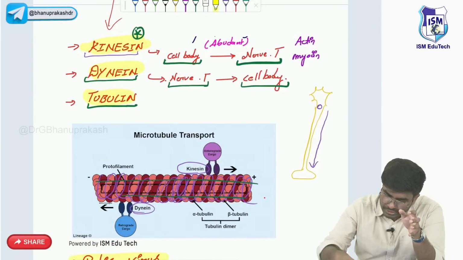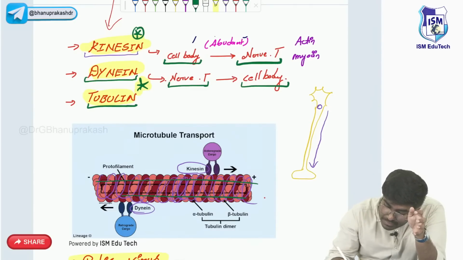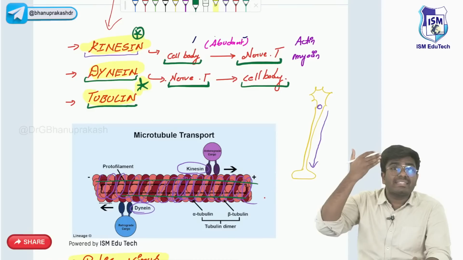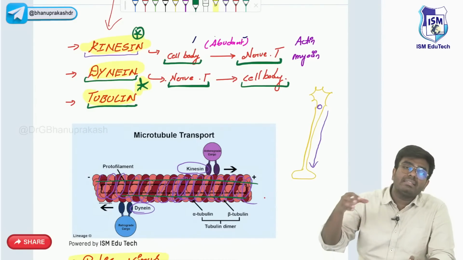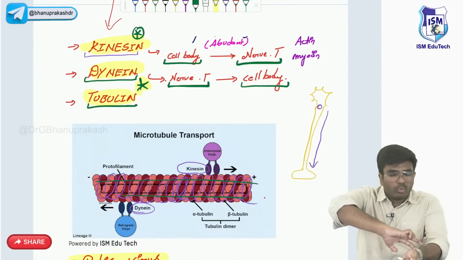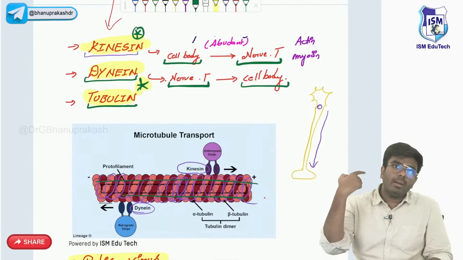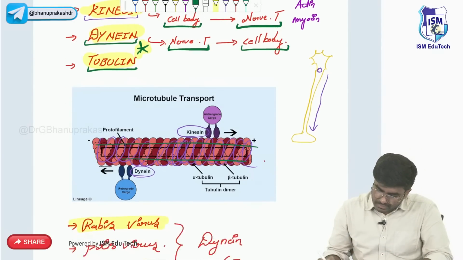Actually, I have said here, dynein helps in the movement of vesicles from the nerve terminal to the cell body. So this rabies virus will go and sit in the vesicle. So what will dynein do? Dynein will take the vesicle which is infected with the polio virus or the rabies virus to the central nervous system. The transport will occur.